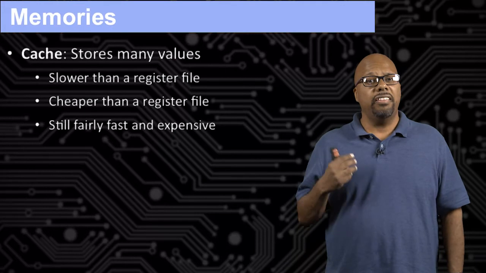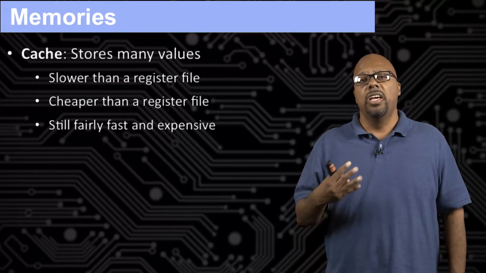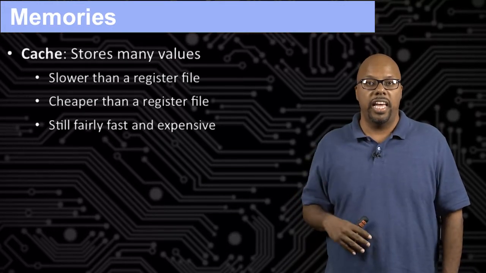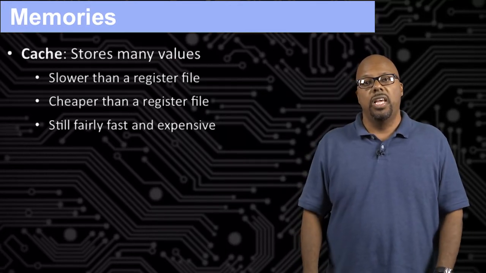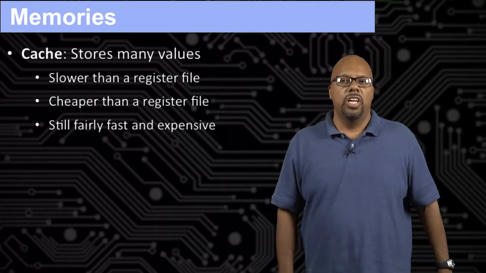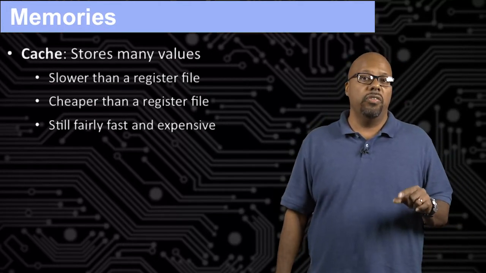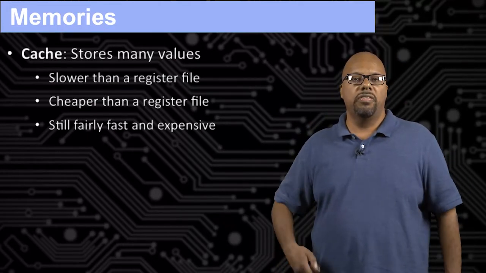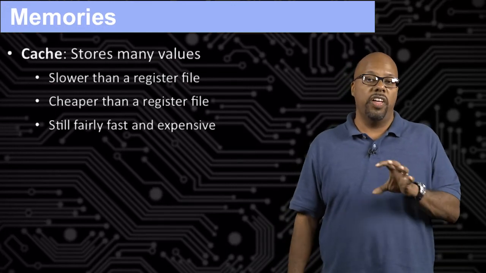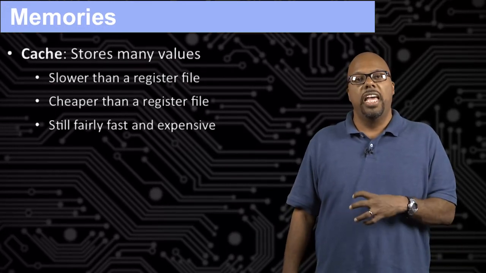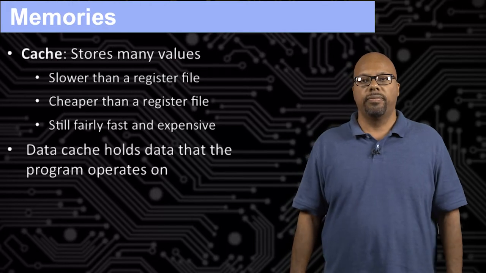A register file you can access in a fraction of a clock cycle. A cache typically takes a full clock cycle to access, which is pretty good, but not as good as a register file. It's still fast and expensive. Caches are cheaper than register files, but more expensive than larger memories. So that's a cache, and that's on chip. You would find that on the same integrated circuit as the microcontroller.